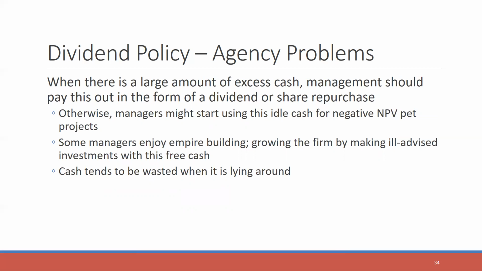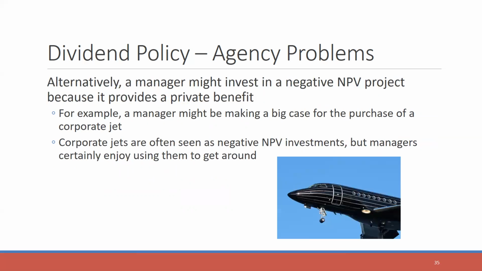Otherwise, managers might start using this idle cash for negative NPV pet projects. So sometimes we refer to this as empire building. Some managers love to grow the firm by making ill-advised investments with free cash, and cash tends to be wasted when it's laying around. Alternatively, a manager might invest in a negative NPV project because it provides a private benefit. For example, a manager might be making a big case for getting a corporate jet. The corporate jet are often seen as negative NPV investments, but you can imagine that managers certainly enjoy getting around in them.